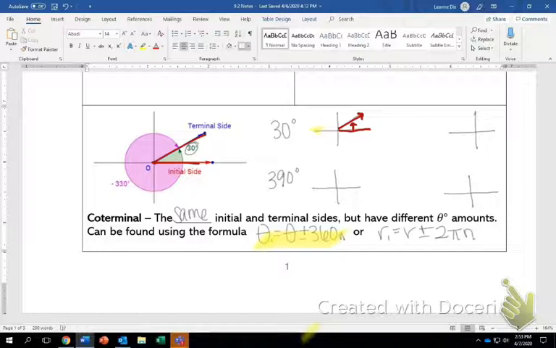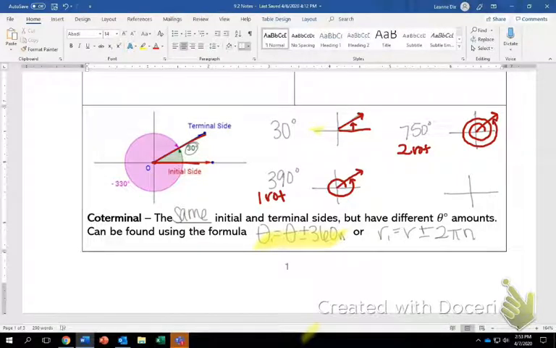But if I do one rotation, well then I'm still ending up at this spot, but I'm going around 1 complete time, and then stopping. So if I were to add 360 again, now I'm at 750 degrees. This is 2 rotations. So again, I'm stopping at the same point, but I'm going around 2 times, and then stopping at the same location. And you can do this by adding 360 or subtracting 360.